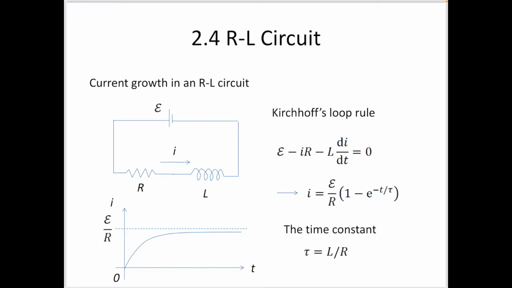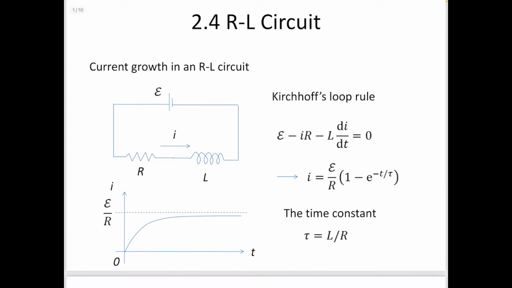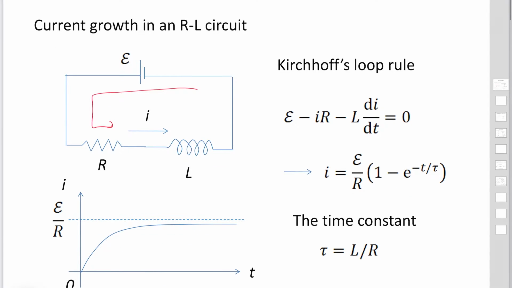Hello everyone. In this session, I'd like to explain the RL circuit. In an RL circuit, resistors and inductors are connected in series. So we apply Kirchhoff's loop rule following this direction of the loop. So epsilon minus IR minus L di/dt. This is the differential equation.